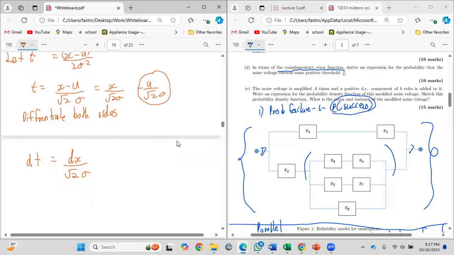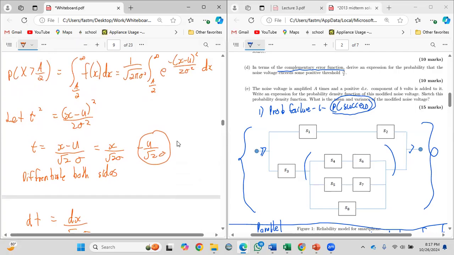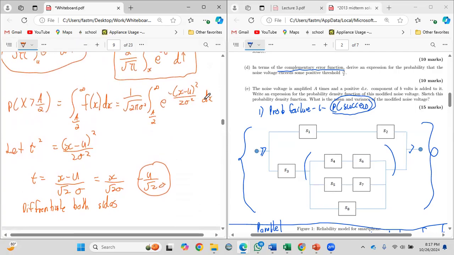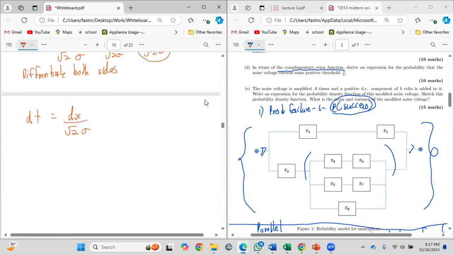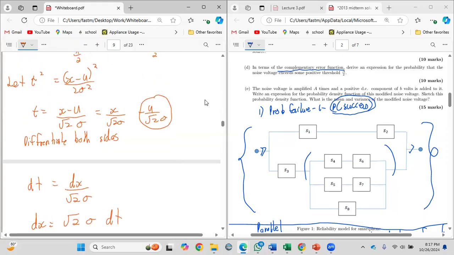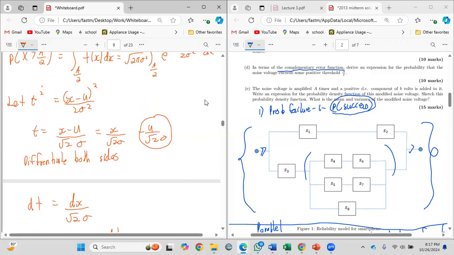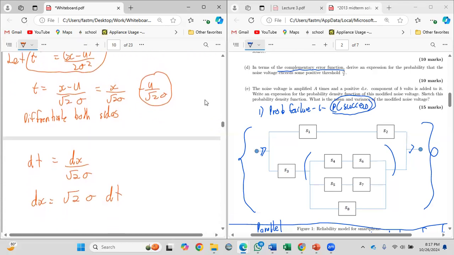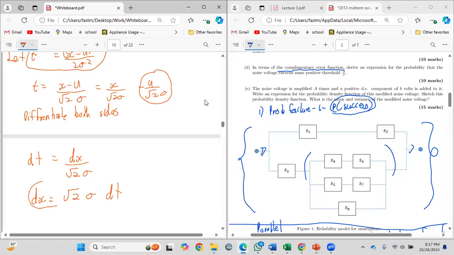So here you want to get dt, so you want to get rid of the dx on top here. So we have to get this equation in terms of dx. So you carry across that, and you end up with dx equal to root 2 sigma dt. So far, we know what we're doing to get the t squared in, and we know what we're doing to get rid of the dx.